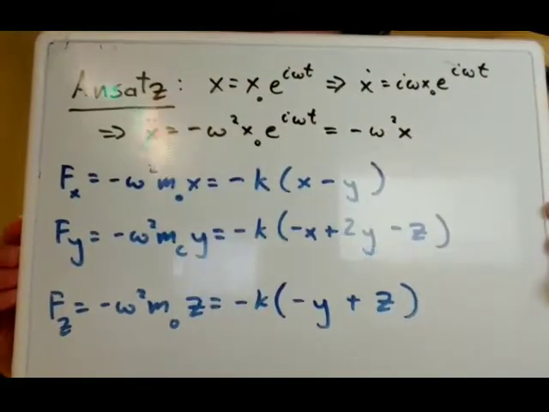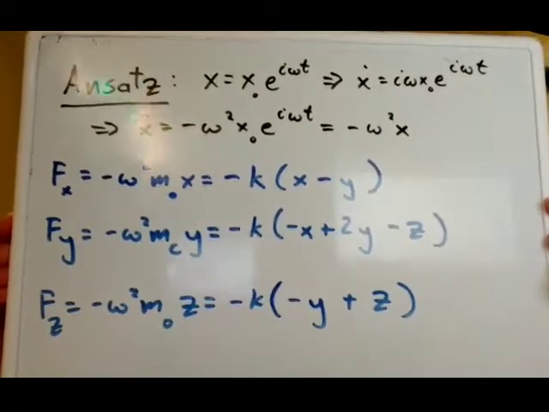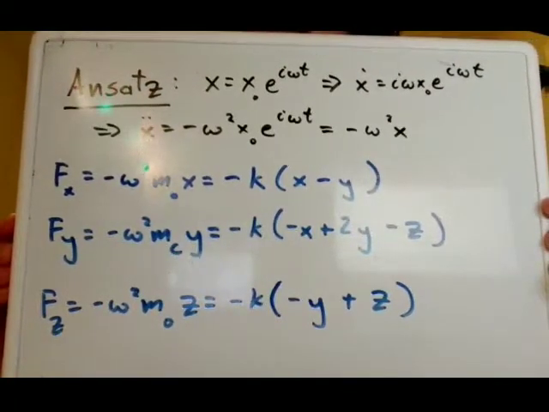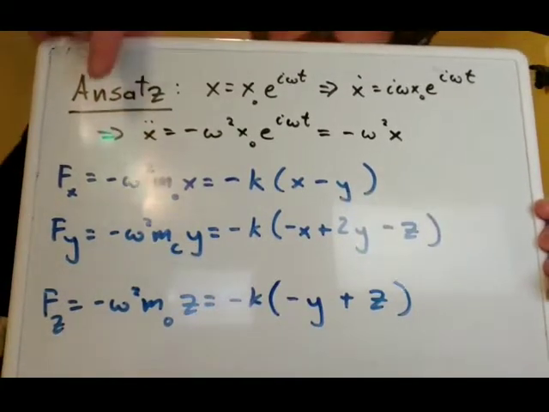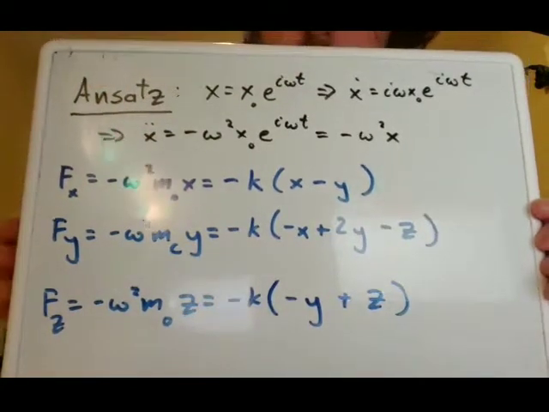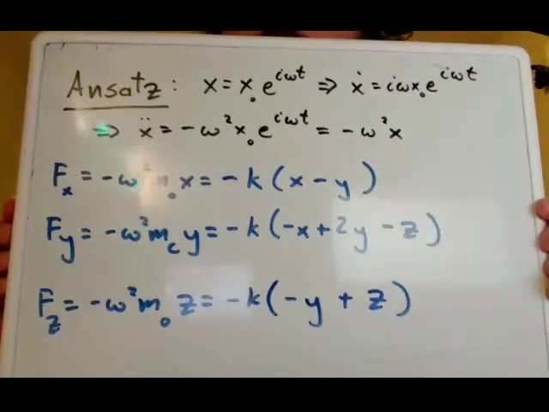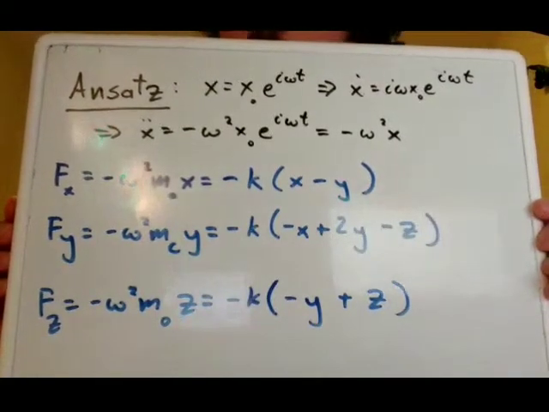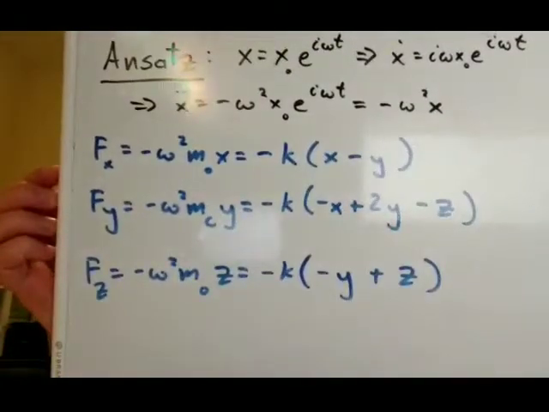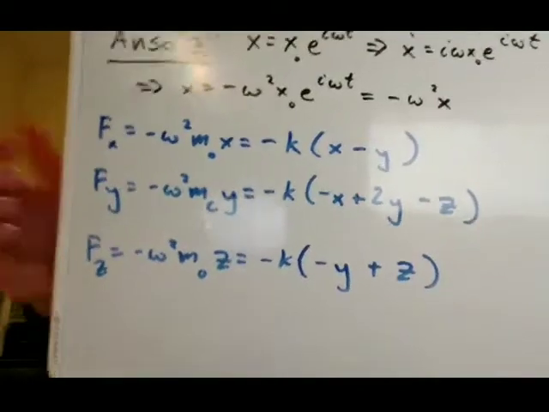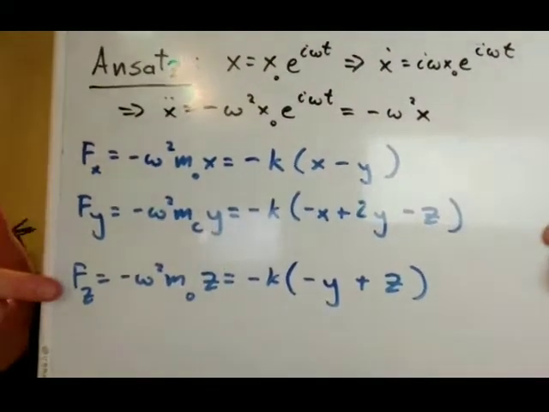So now we're going to take an ansatz, which means educated guess, and say that x is equal to x sub 0 e to the i omega t. And if we take the first and second derivative, we end up with the second derivative of x or y or z is equal to negative omega squared times x or y or z. So using that, we can plug that into our force equations. So we get this for F sub x, this for F sub y, and this for F sub z.